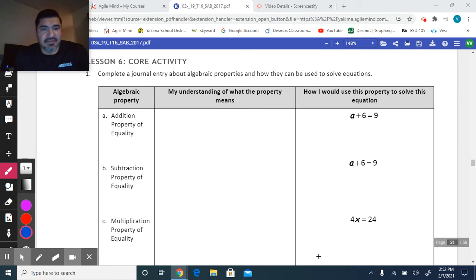Okay, welcome back to the core activity. Let's go ahead and take a look. We have lesson 6, core activity. Complete a journal entry about algebraic properties and how they can be used to solve equations.